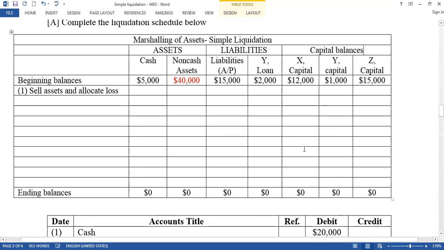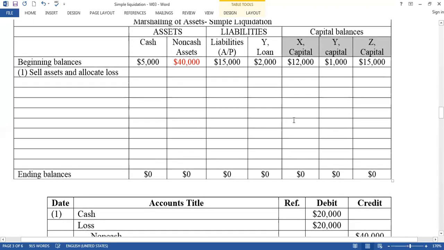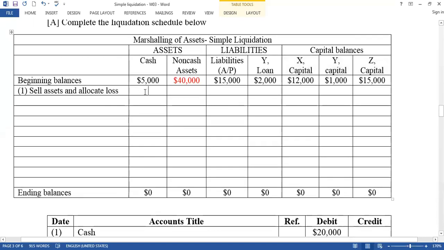Do you understand this question? We have 2 assets, we have 2 liabilities. One liability from outside, another liability with our partner, but we have some capital balances, X, Y, and Z. You understand the question, right? Now we sell our asset and allocate loss. So what is the asset? How much cash we receive? Yes, so we sell our asset and we receive $20,000, and we sell our $40,000 asset.